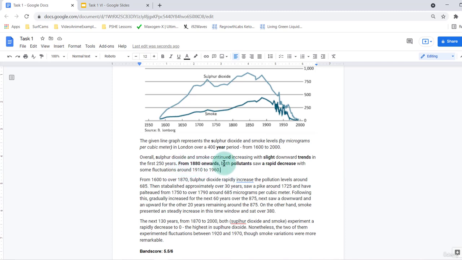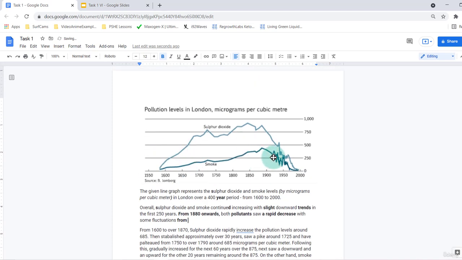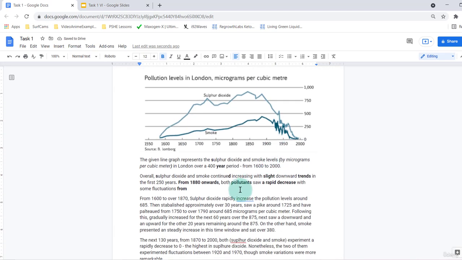From 1880 onwards, both pollutants saw a rapid decrease with some fluctuations from, let's say, this point here. So we're going to say from, let's say 1920. Just as a side note, if you don't think you're quite right, or that's maybe 1915 or 1925, don't worry. The examiner's not going to be thinking, actually, you're 5-10 years out. As long as you're roughly close, that's fine. With some fluctuations from 1920, with some downward fluctuations, I would say. I'm going to leave that in because there's sort of all these fluctuations here.